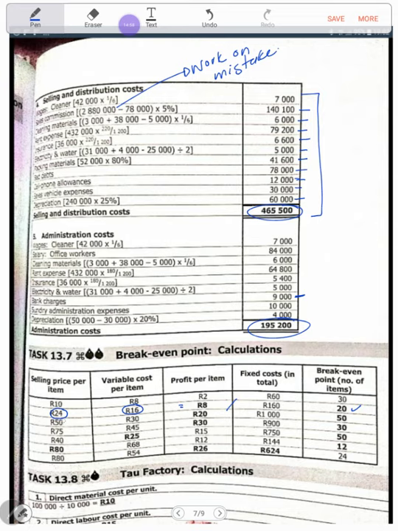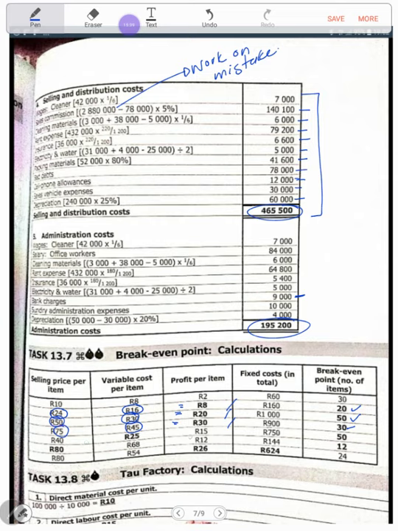Alright, 50 rand minus 30 rand equals 20 rand. I take the total costs. The fixed costs in total is 1,000, and I'm going to divide it by 20 rand in order to see how many products I have to sell to break even, and I get 50. Very same thing, we work out the difference between the selling price per item and the variable cost per item. 75 minus 45 equals 30. 900 divided by 30 rand, I need to sell 30 items.